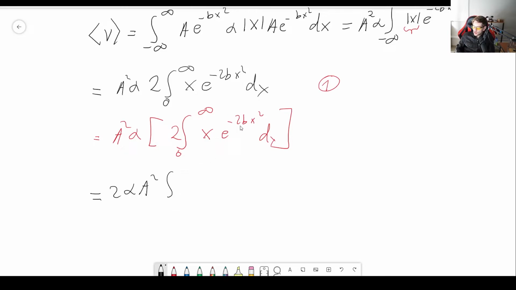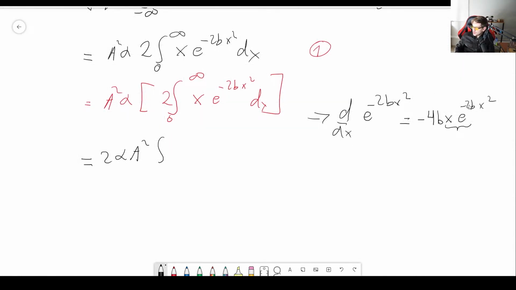So as we saw previously, when we take d/dx of e to the minus 2bx squared, what we get is minus 4bx e to the minus 2bx squared. Well, I guess when we did it before, it didn't have this 2, but the idea is the same. So what I mean by this is that when we differentiate this exponential, we get this thing right here.